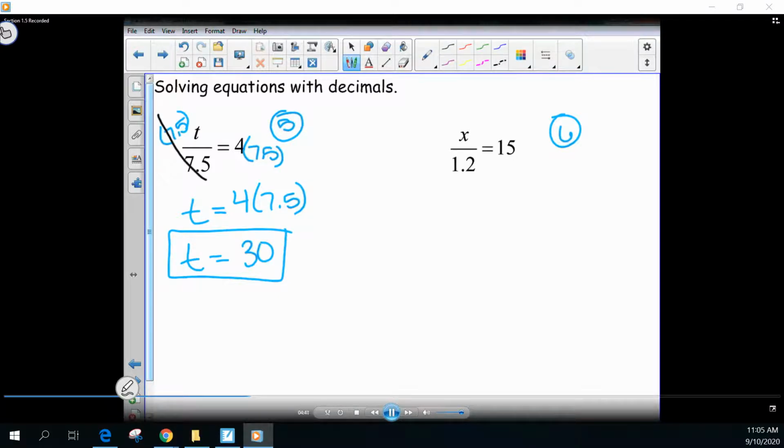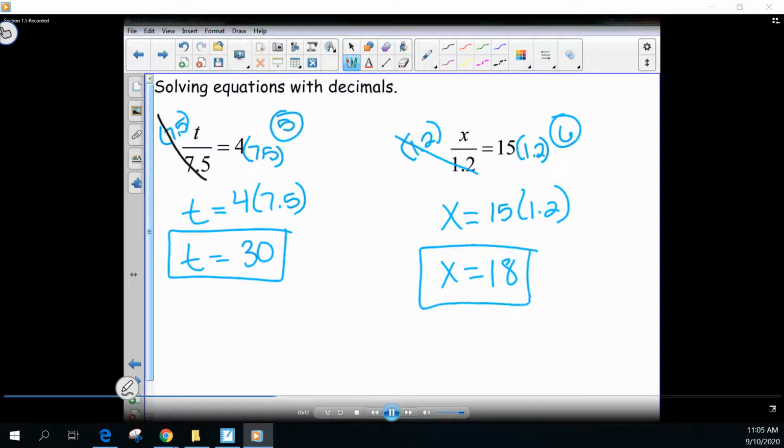Okay, number 6, I have x over 1.2 equals 15. So this is division. So my inverse operation would be multiplication. So I need to multiply both sides by 1.2. This would cancel on the left. So I would have x equals 15 times 1.2. Then I need to go through and multiply that. So 15 times 1.2 is 18. So x equals 18.